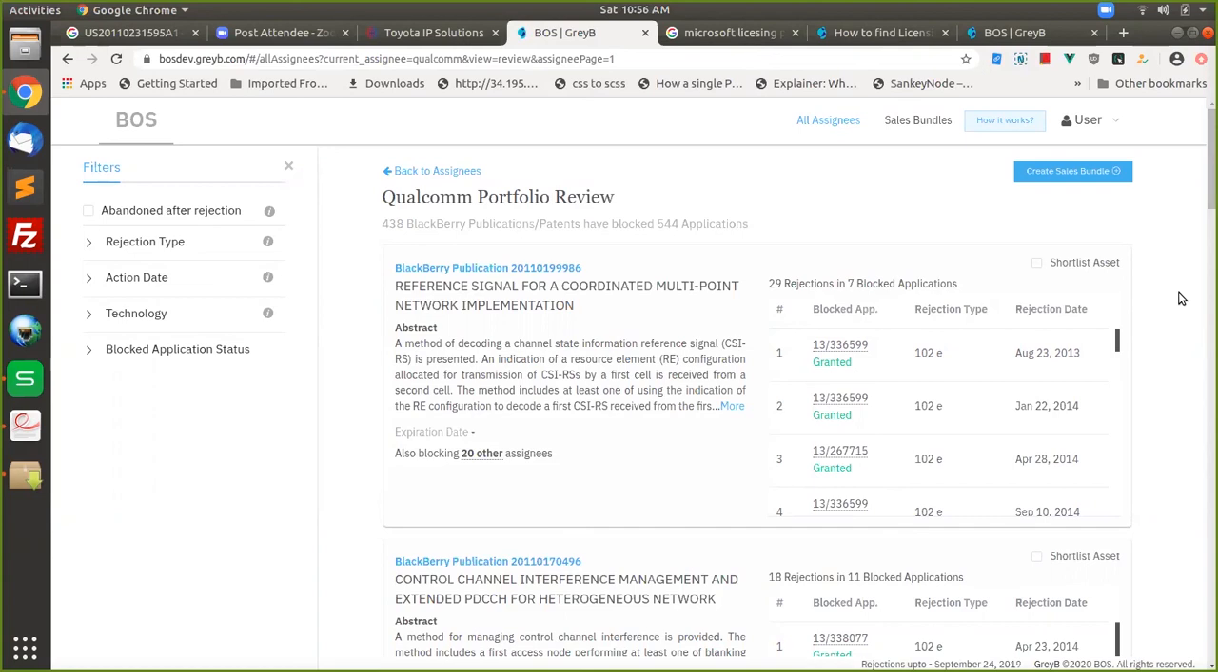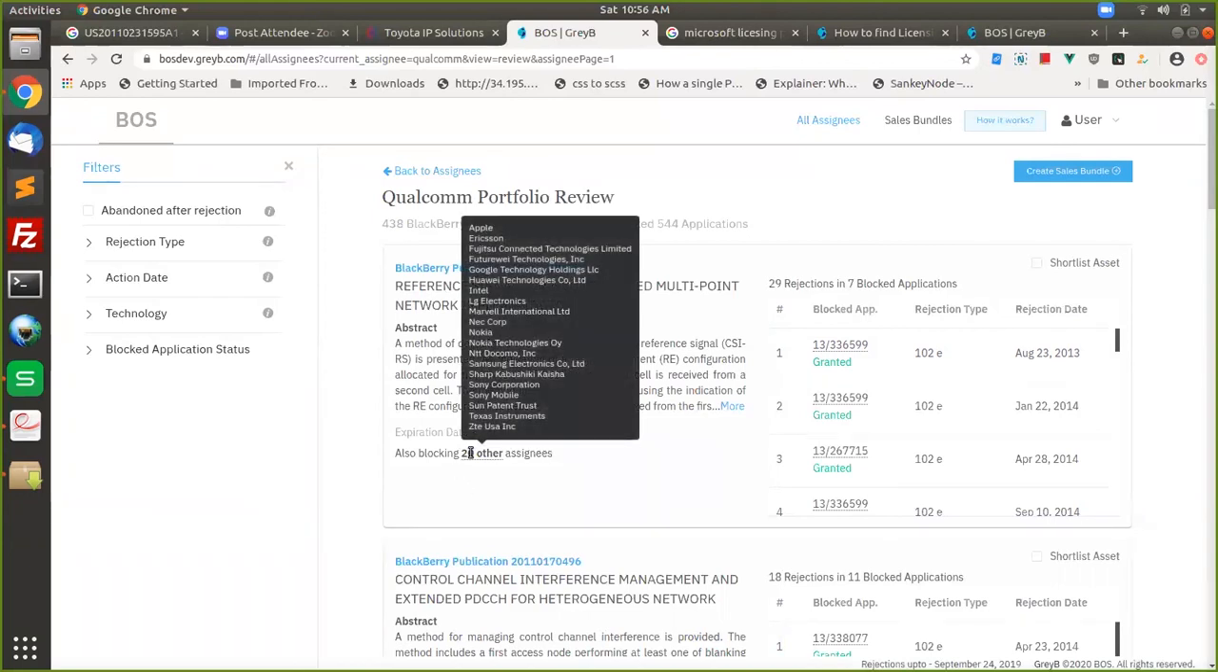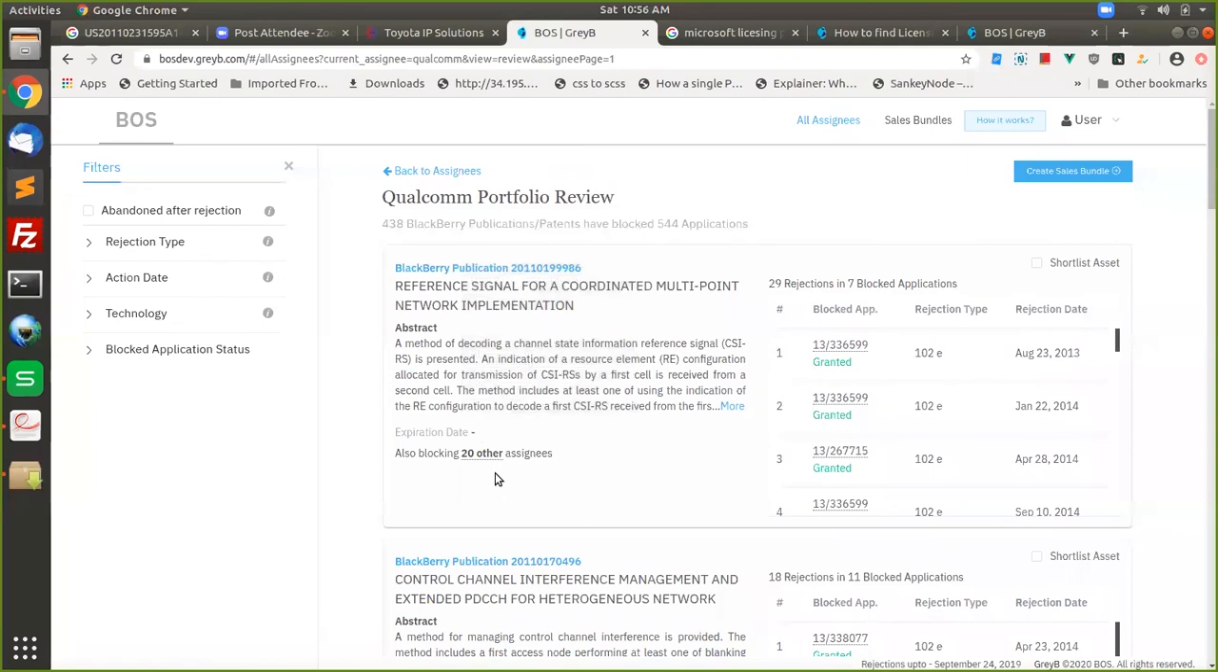And I would like to add here. As this patent belongs to BlackBerry, and we are looking at where BlackBerry is blocking Qualcomm, we see it is also blocking 20 other assignees. So suppose Qualcomm purchases or licenses this patent, will Qualcomm then automatically block these 20 other assignees?